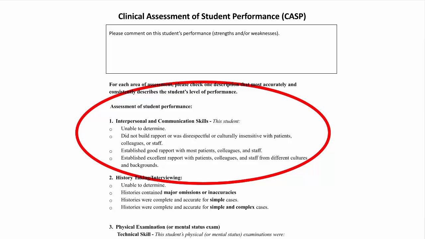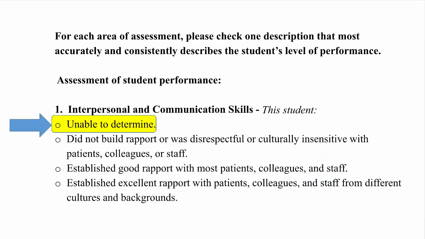After the narrative comments comes the second part of the CASP with questions on 9 aspects of the student's clinical skills: interprofessional and communication skills, history taking and interviewing, physical examination technical skill, forming an assessment, making an evidence-based management plan, critical thinking, clinical problem solving, oral presentation, clinical documentation, and ability to work with others collaboratively.